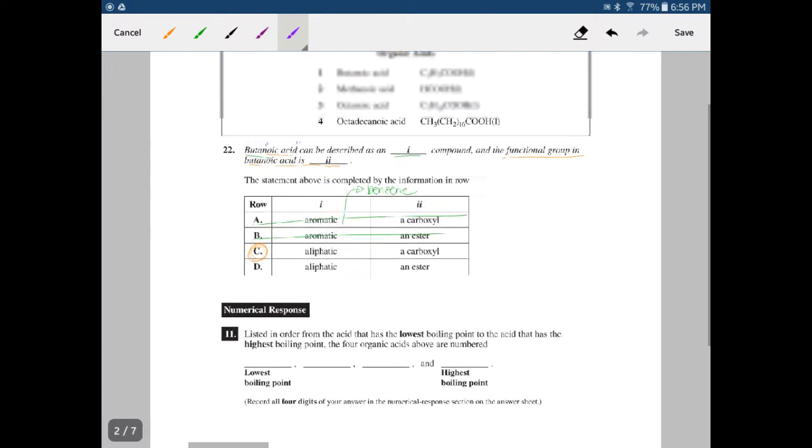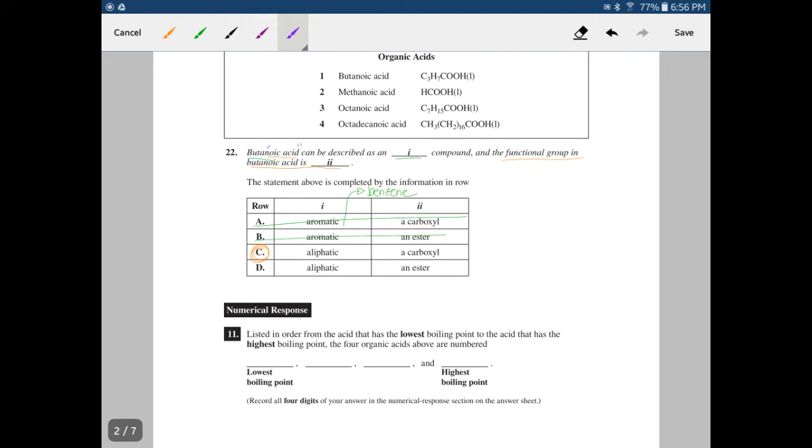Okay, then this question here says: listed in order from the acid that has the lowest boiling point to the acid that has the highest boiling point. In these 4 things listed up above, which is the order for that? So the lowest boiling point to the highest boiling point based on the 4 entities listed in that box at the top.